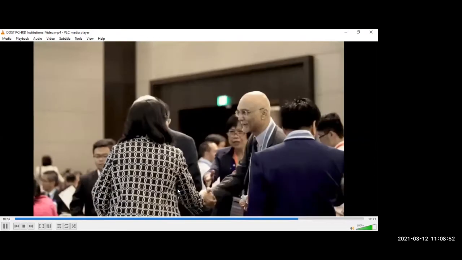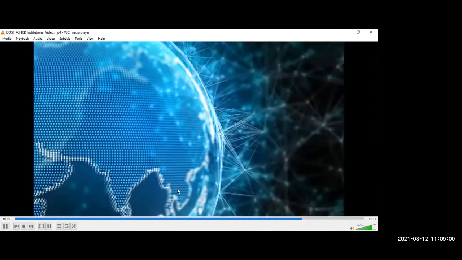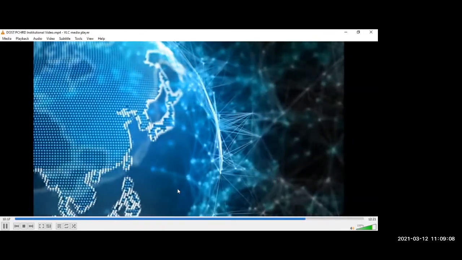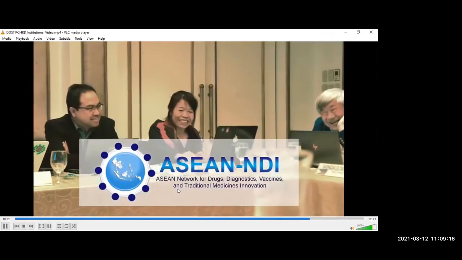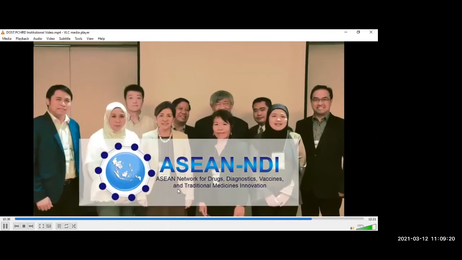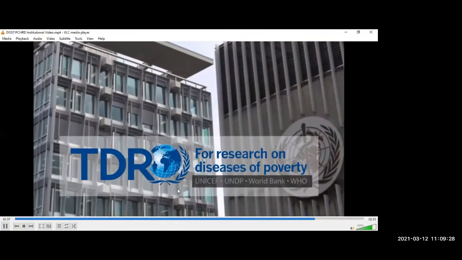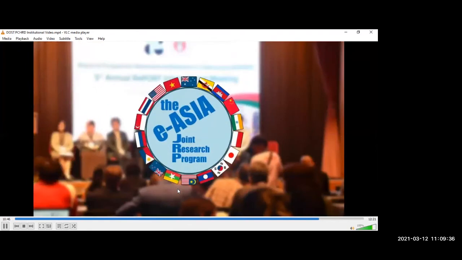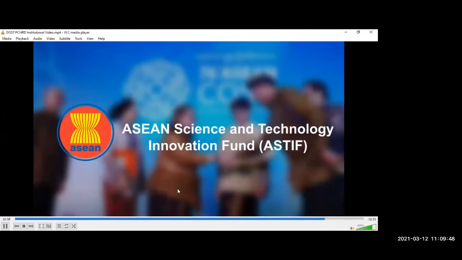The Council sees integration of economic blocs, such as our own ASEAN, as one economic community. Over the years, the Council has slowly built its partnerships with international organizations and programs. Among these are the ASEAN Network for Drugs, Diagnostics, Vaccines, and Traditional Medicines Innovation, the Regional Platform for Collaborative R&D among the member states of ASEAN in collaboration with the World Health Organization TDR, the Special Program for Research and Training in Tropical Diseases, Newton Agham Program, E-Asia Joint Research Program, Southeast Asia-Europe Joint Funding Scheme for Research and Innovation, and ASEAN Science and Technology Innovation Fund.